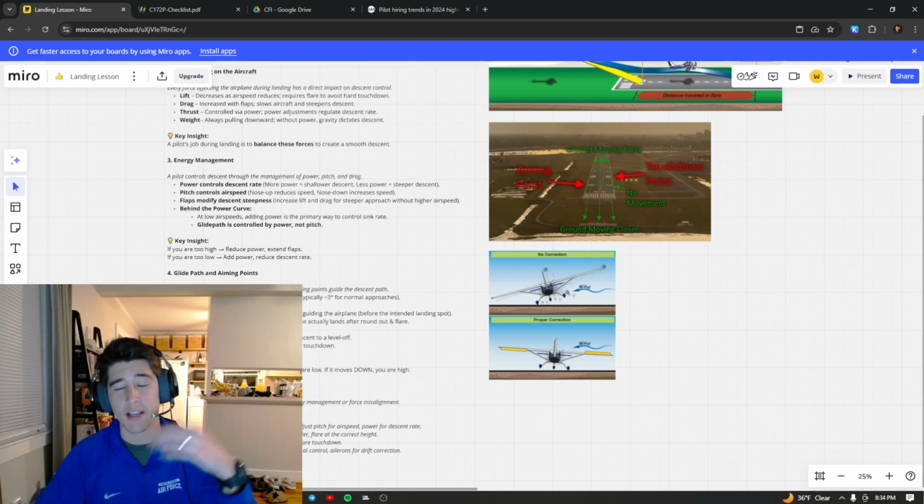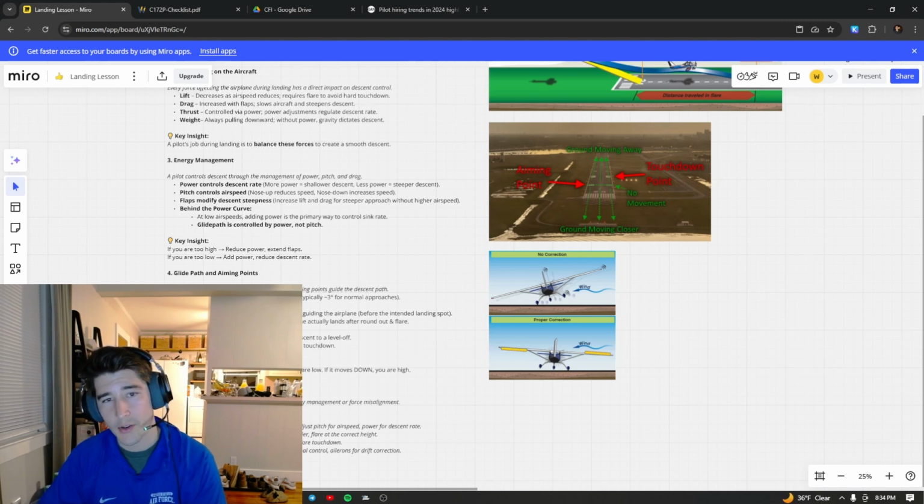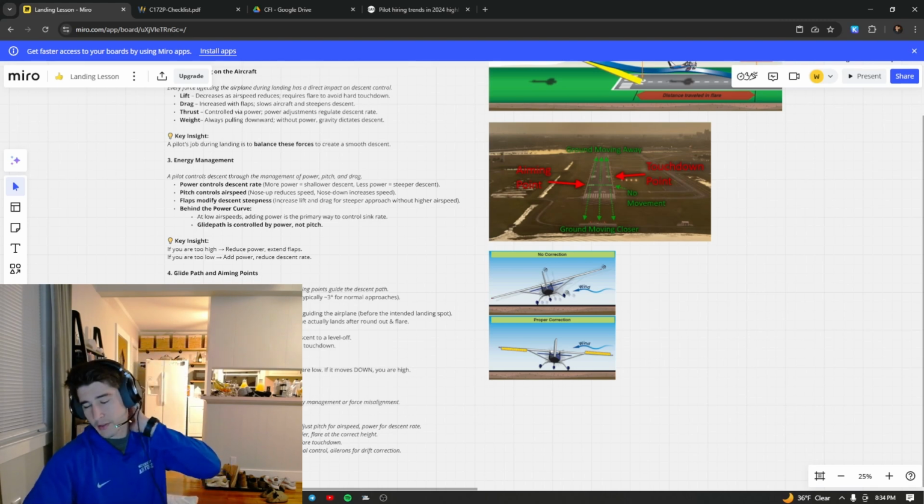Having too much energy is a good thing if you know how to kill it. Having excessive energy is not a great thing. Then you'd want to go around, and too low of an energy state close to the ground, again, don't delay the decision to go around. So here's the insight. If that point moves up the windscreen, you're low. If it moves down, you are high. I know it's a little difficult to mentally visualize, but we'll go over it here in Flight Sim.